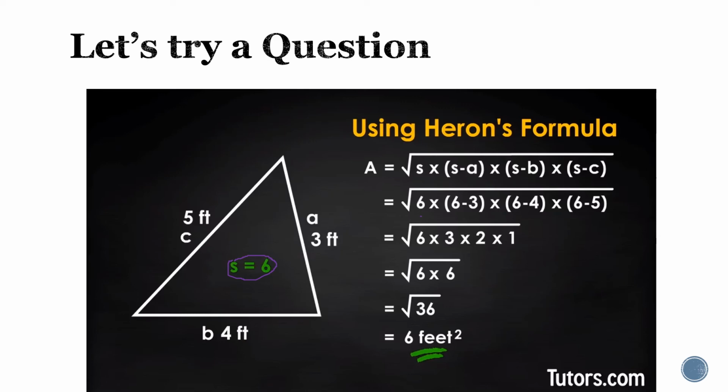You might have noticed it's all under a root, and you have to see root 6 into 6, root 36, which is actually just 6 feet square, or 6 square feet. Over here it says feet because the unit of each of these is feet, and if it was centimeter, meter or kilometer, it would have been centimeter square, kilometer square or meter square.